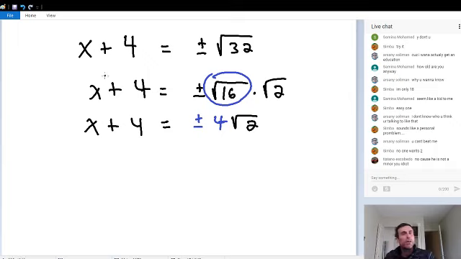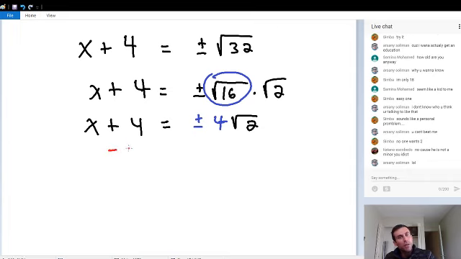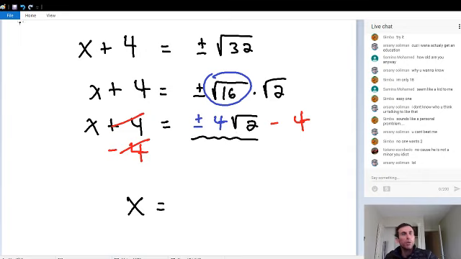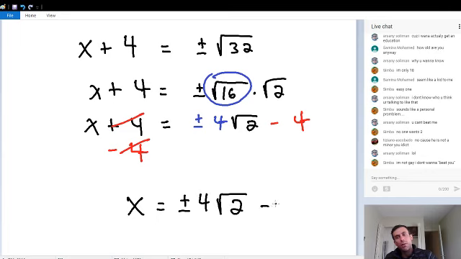All right, so now we need to subtract 4 from both sides of the equation so we can solve for x. Notice how the positive 4 and negative 4 cancel each other out. And the idea is to get x by itself, so that's why I'm doing all these steps. So now we do have x by itself, and on the right-hand side we have plus or minus 4 times the square root of 2. So we have plus or minus 4 times the square root of 2 minus 4.